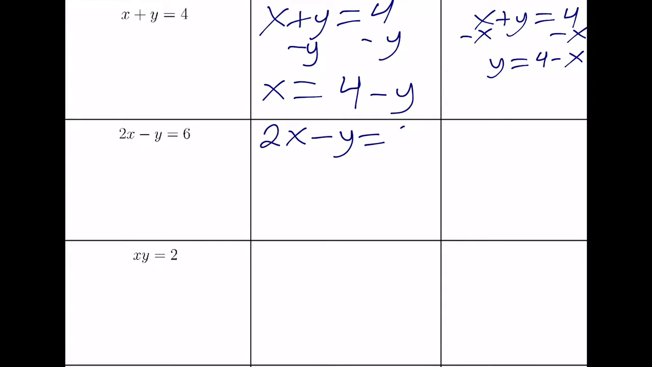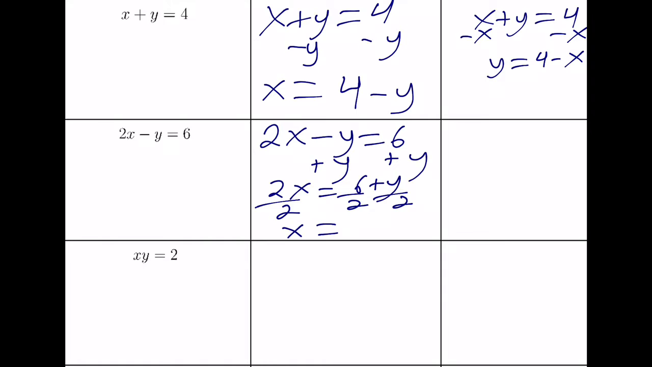2x minus y is equal to 6. I add a y to both sides. I'm left with 2x is equal to 6 plus y. I divide everything by 2. And I have x is equal to 3 plus y over 2.